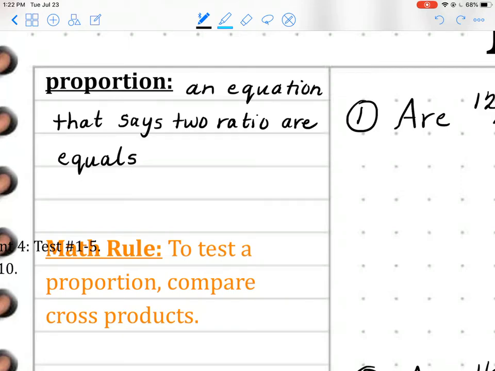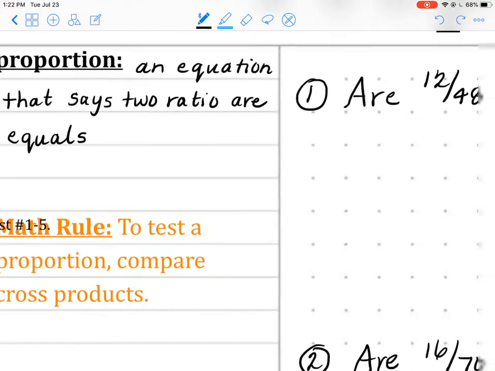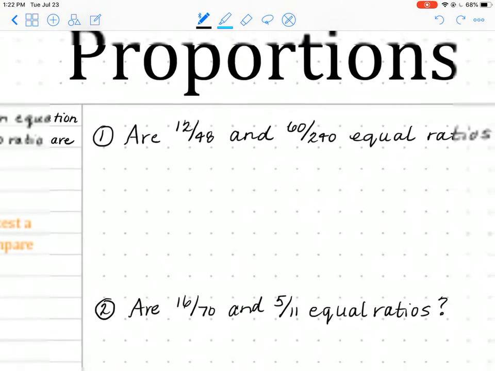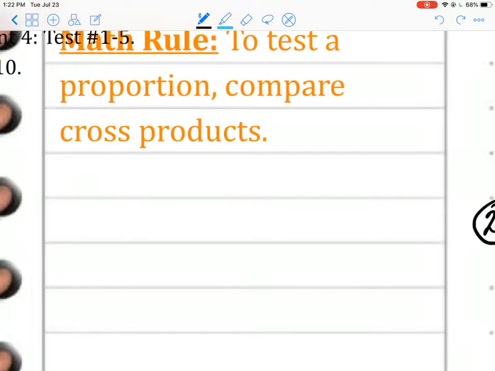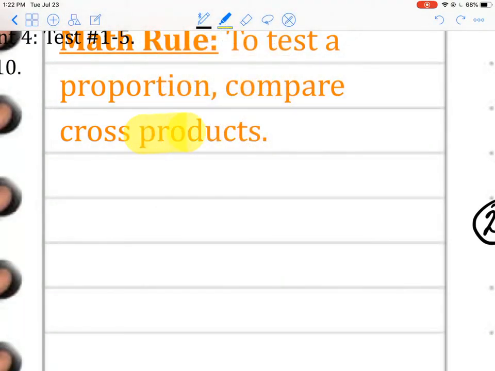So I apologize. The math rule says to test a proportion, compare cross products. And I'm going to show you how to do that in example number 1. Before I do that, though, I want to show you something right here. The word product, when you see it in a math problem, is referring to multiplying, most always. So we're going to be cross-multiplying to test a proportion.